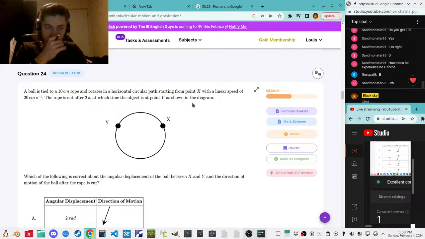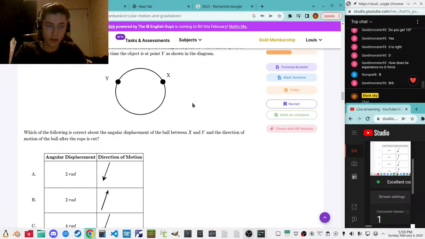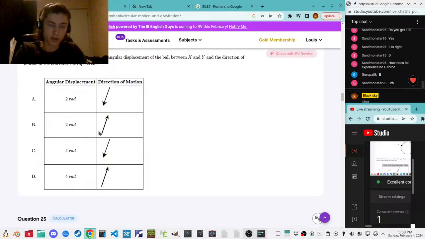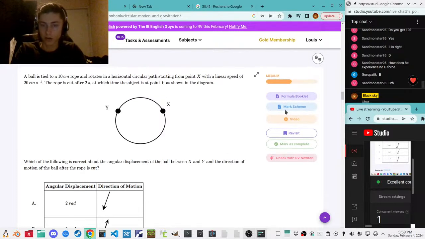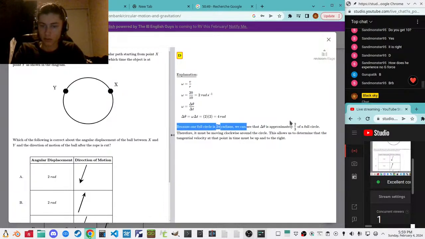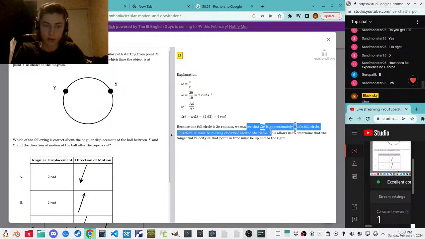So basically it's going 40 centimeters, it's a 20, so you just do the percentage. It's probably going to be 2 radians, I don't know, but I know how to do it, I just don't want to calculate. So it's D.